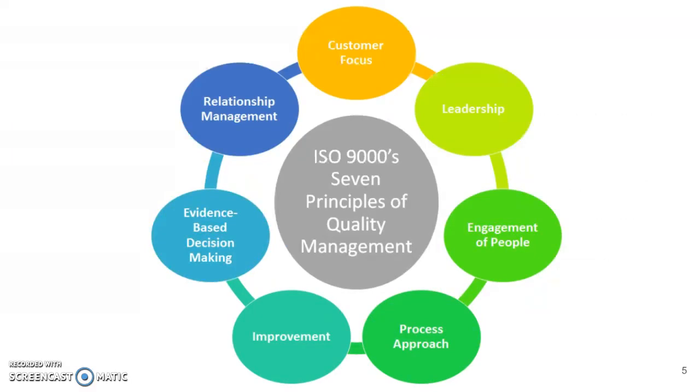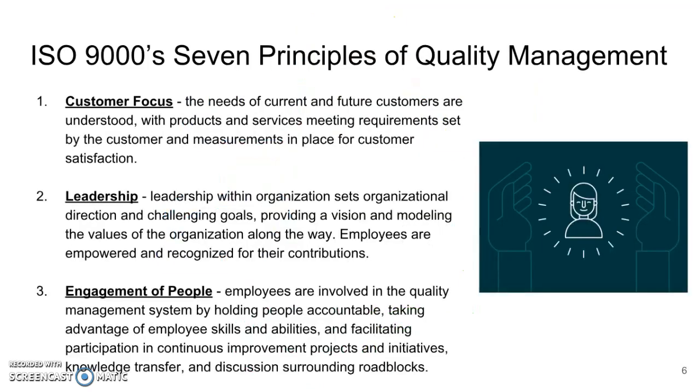So here are the 7 principles of quality management within ISO. There's customer focus, leadership, engagement of people, process approach, improvement, evidence-based decision making, and relationship management. So let's talk more about those. First of all, customer focus. You really got to understand the needs of your current and future customers. You can do that by implementing things like complaint handling and customer relationship management like call centers.